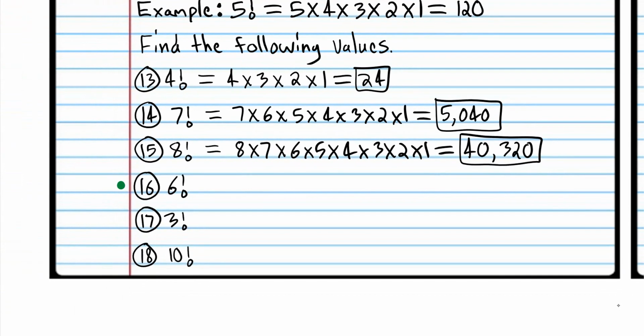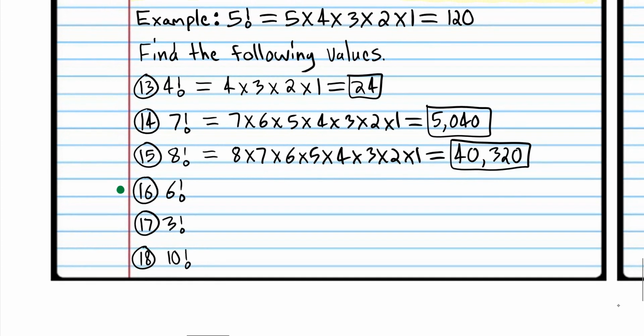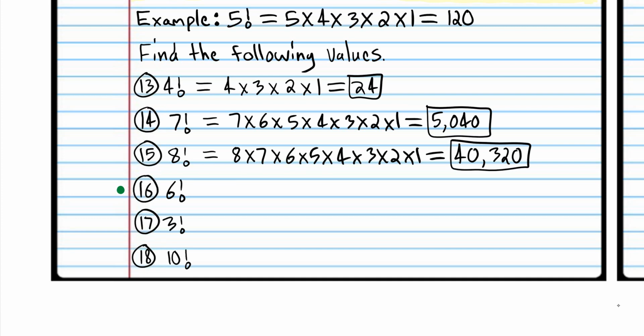So I want you to try number 16. And be aware that I don't know if every TI-84 is the same, so if your TI-84 is a little different than mine, don't be concerned. You can always go to the internet to try to figure out how to call up that factorial symbol. So try number 16. When you come back, we'll do it together.